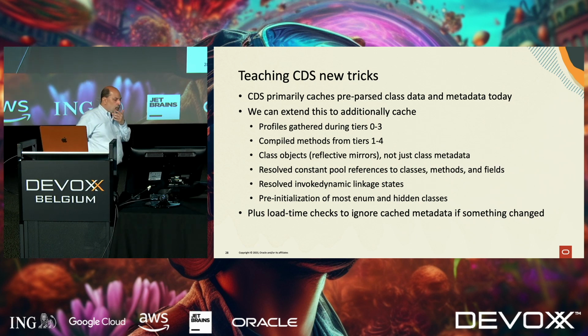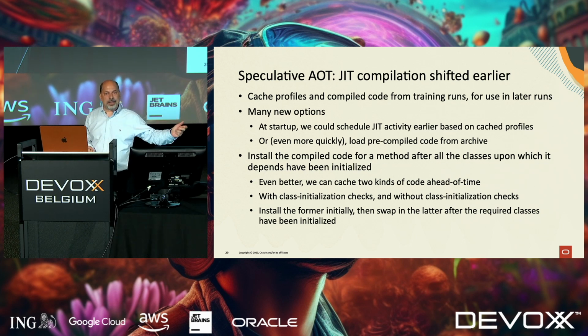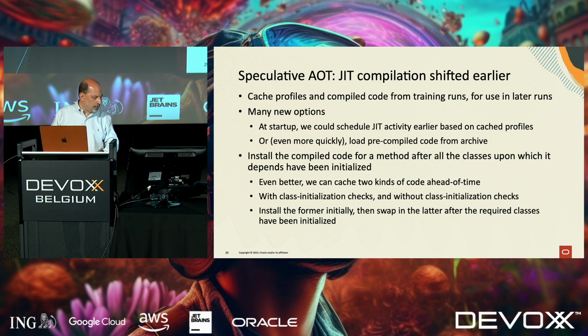And then when we go to load a class, we can look in the CDS archive and say, do we already have the metadata for this? Great, we'll just reuse that. Do I have JITted code for it? Fantastic, I'll just use that. And so this is basically another big computation shifting trick, where we cache profiles and compiled code and linkage states from the training run, and we reuse them in later runs. And there are a lot of different ways to slice and dice this. We could use this information not to cache JITted code, but to do better scheduling of compilation. Or we could load JITted code from the archive.